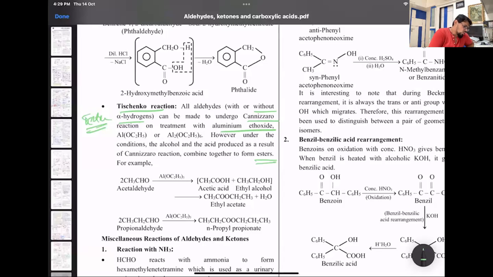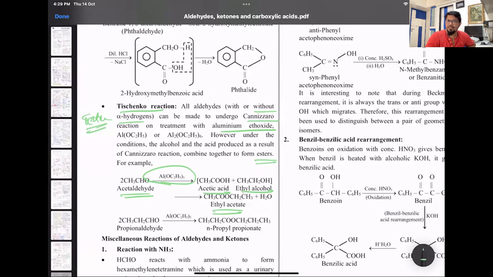Look at that. Two moles of acetaldehyde in the presence of aluminium ethoxide. One mole of acetaldehyde will give acetic acid. There is no NaOH now, so it doesn't form its salt. And one gets reduced, so it forms ethyl alcohol. Acetic acid and ethanol give ethyl acetate. That's the ester formed. Ethyl coming from ethyl alcohol, acetate coming from acetic acid. That's what we call the Tischenko reaction.